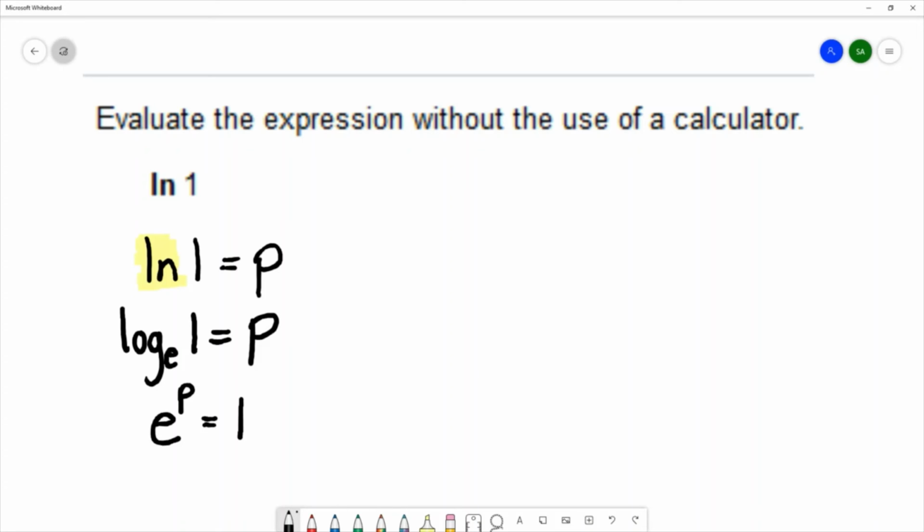I've rewritten this using the definition of a log as e to the p equals 1. So e to what power equals 1. And I know that e to the 0 power is equal to 1. And so that tells me that my power will be equal to 0. And since I said that this expression is equal to p, I now have that the natural log of 1 equals 0.